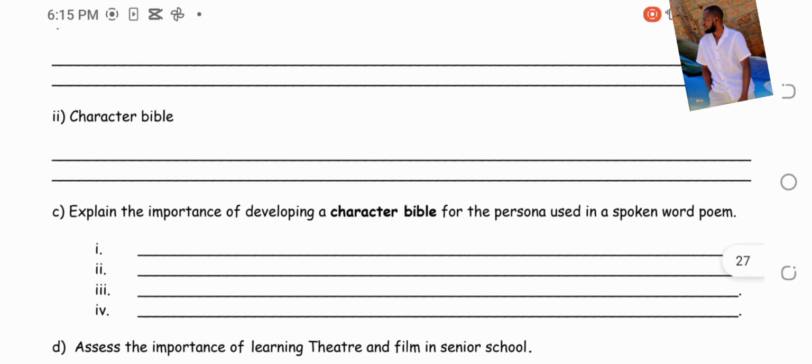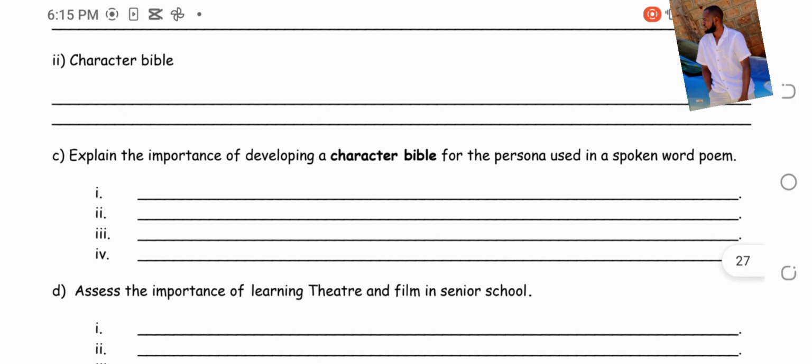Then number C, explain the importance of developing a character Bible for the persona used in the spoken word poem. When we look at this one, importance of the character Bible, we can say ensures consistency and deepens performance and clarifies motivation and improves authenticity of the character.